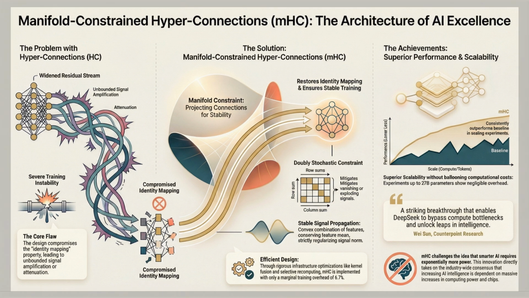This video explores manifold-constrained hyperconnections, or mHC, a technique for building more stable, scalable neural networks. You'll see why conventional hyperconnections struggle, how manifold constraints fix these issues, and what performance and efficiency gains become possible at large scale.